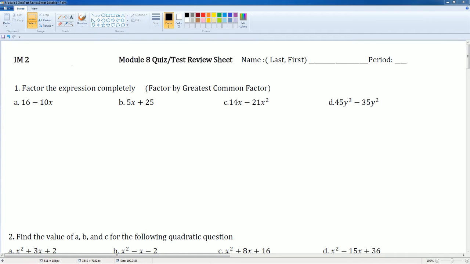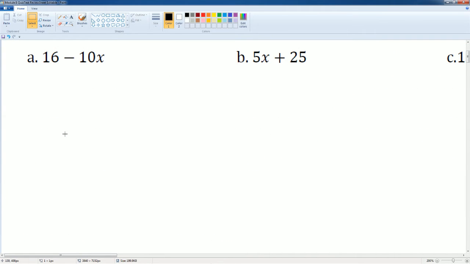Welcome, this is the IM2 Module 8 quiz test review sheet. Here I'm going to be covering just part 1, which is question 1, factor the expression completely, which is just factoring by the greatest common factor. Let's look at number A here.